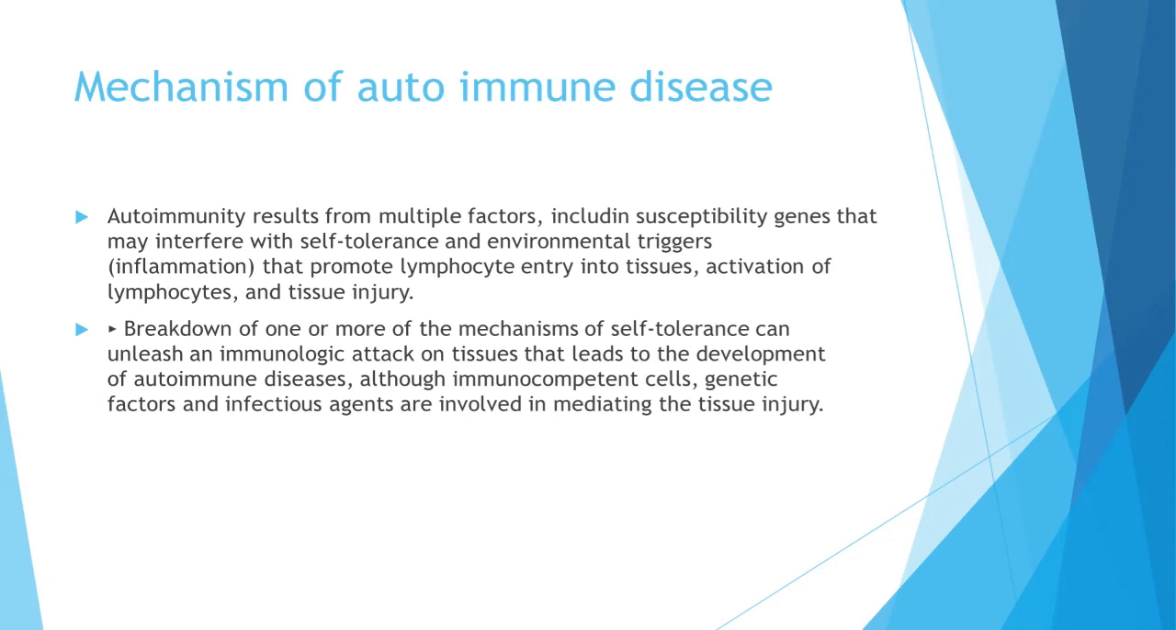Now, the mechanism of autoimmune disease. Autoimmunity results from multiple factors, including susceptibility genes that may interfere with self-tolerance and environmental triggers that promote lymphocyte entry into tissues, activation of lymphocytes, and tissue injury. Breakdown of one or more of the mechanisms of self-tolerance can unleash an immunological attack on tissues that leads to the development of autoimmune diseases. All the immunocompetent cells, genetic factors, and infectious agents are involved in mediating the tissue injury. The main factor is the breakdown in self-tolerance.